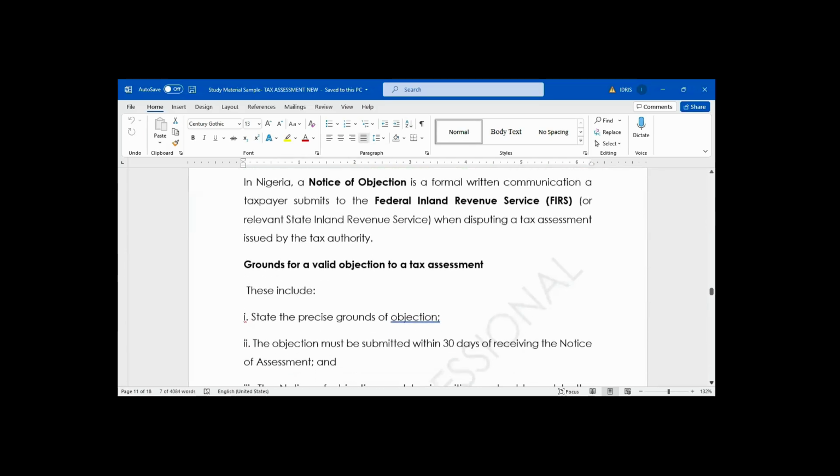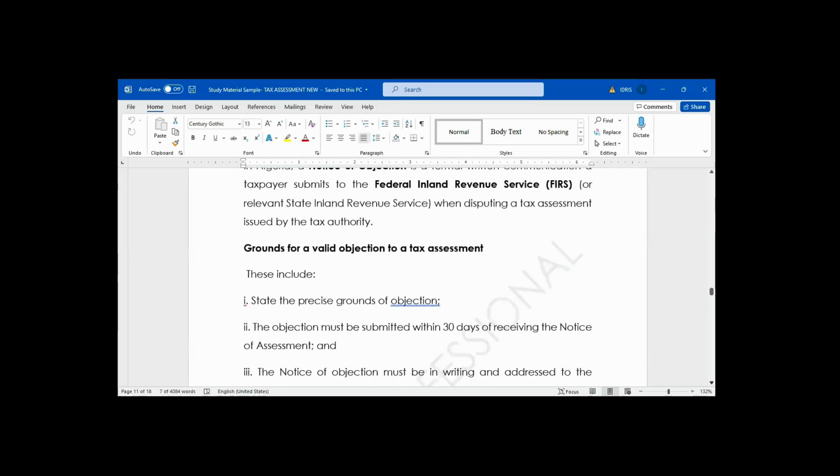Number one, state the precise ground of the objection. The reason why you don't agree with the amount of tax that they say you should pay, you must state the precise ground of the objection. Number two, for your objection to be valid, the objection must be submitted within 30 days of receiving notice of what? Notice of assessment.